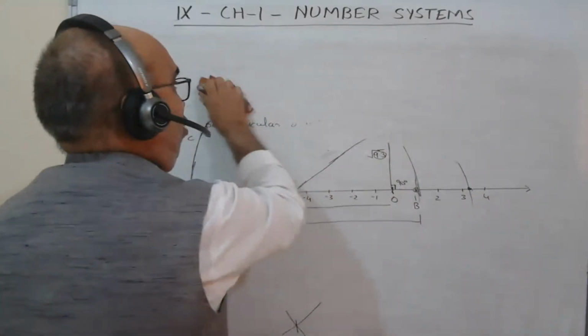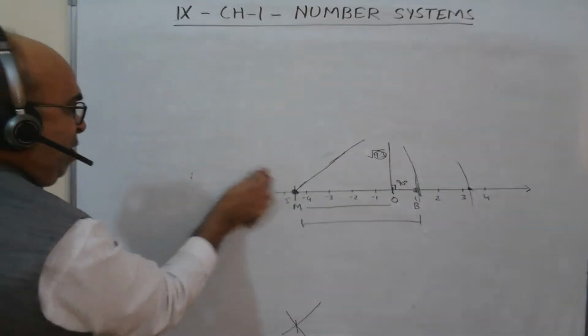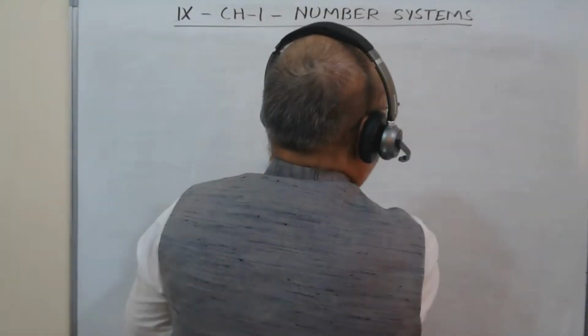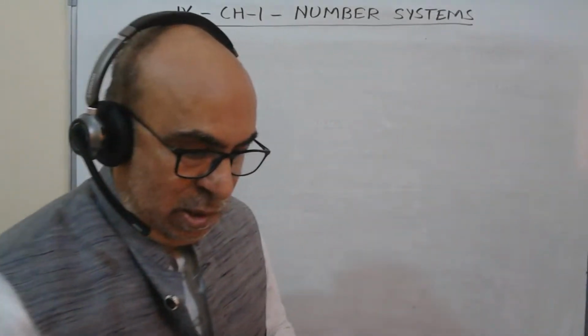There are two types of question. One, radicand is a natural number. Second, radicand is a decimal number.